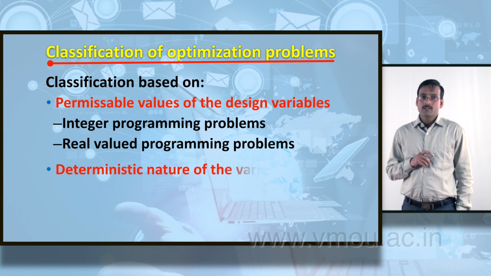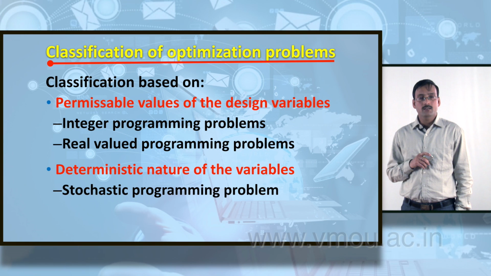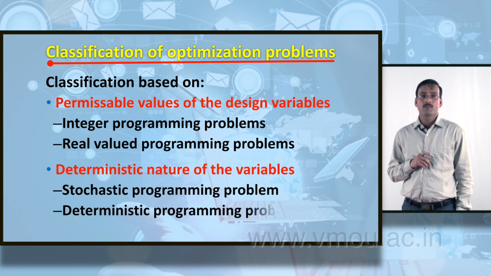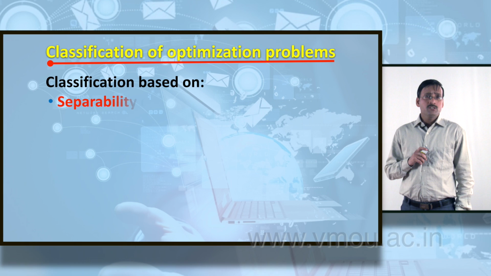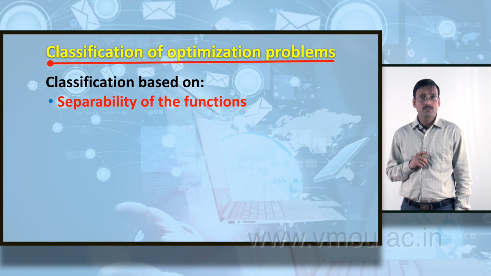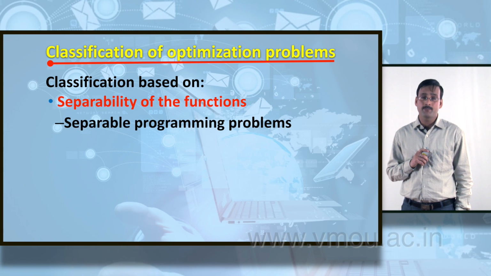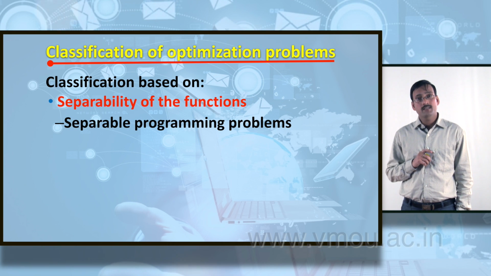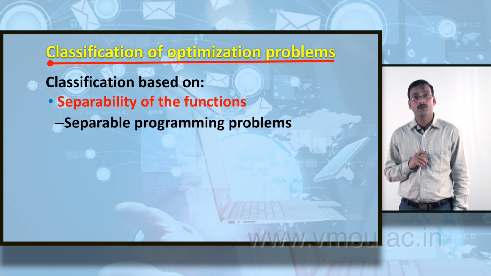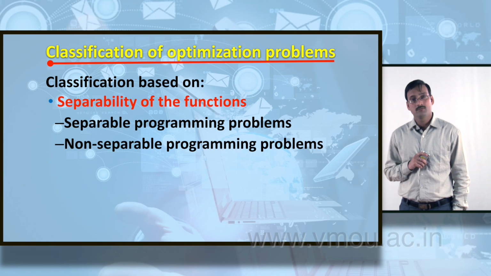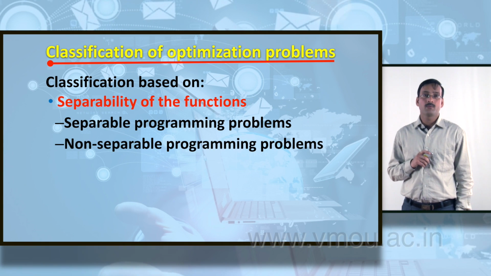If you consider the deterministic nature of the variables, so if the decision variables are stochastic in nature, then the problem is known as the stochastic programming problem, and if they are deterministic, then the problem is known as the deterministic programming problem. Optimization problems can also be classified based on the separability of the objective function. If the objective function and the constraint functions are separable, then the problem is known as the separable programming problem, and if not, then the problem is known as the non-separable programming problem.